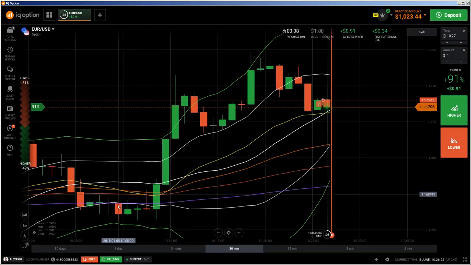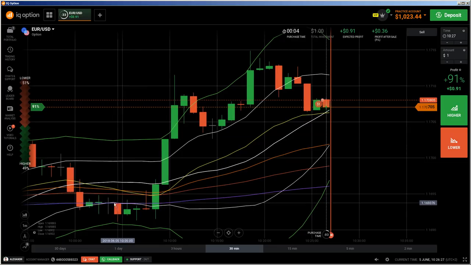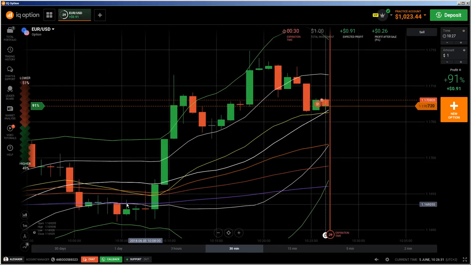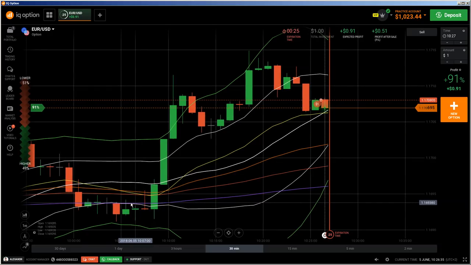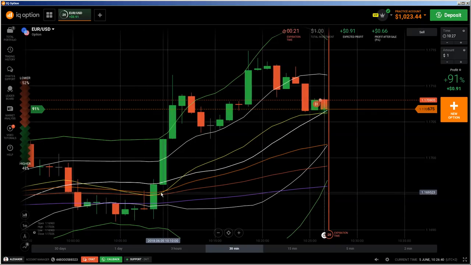Yes, so let me see. We have here a double bottom. It doesn't look like a double bottom, but this is a double bottom with the neckline at the 200 EMA here. You see the violet, the purple line is the 200 EMA, and that was the double bottom. Then we got an uptrend. That is what I have explained.